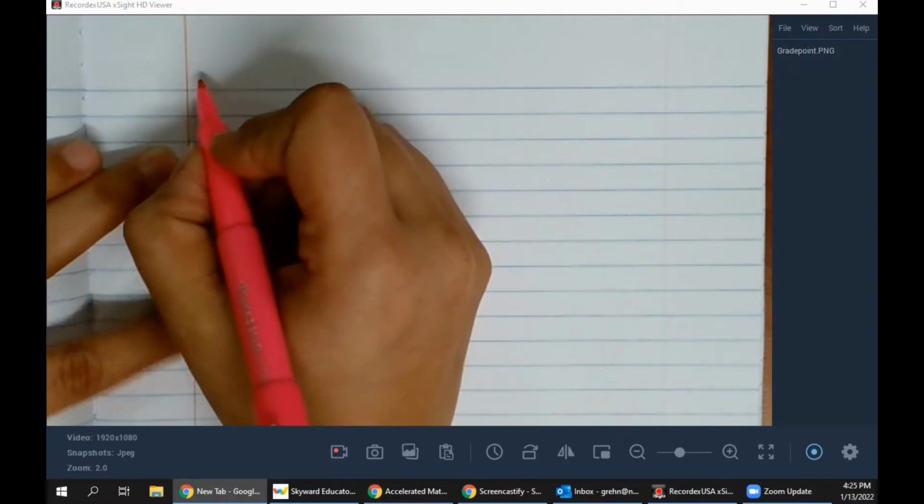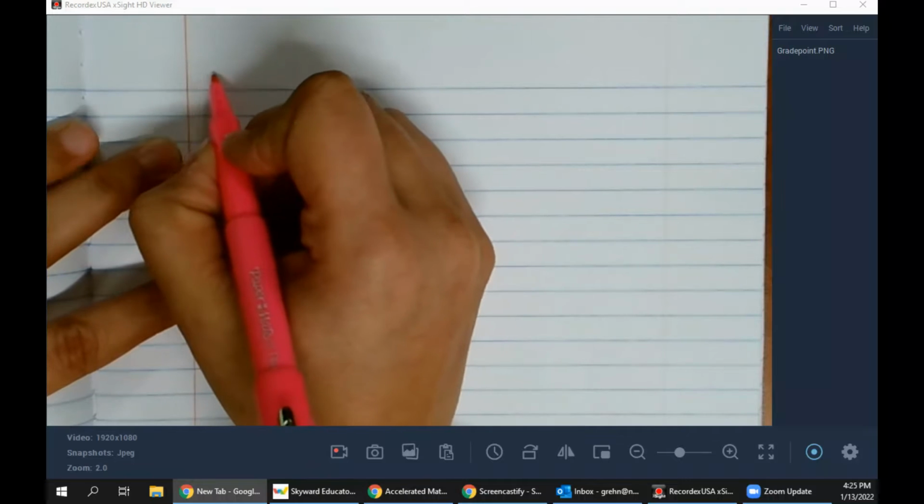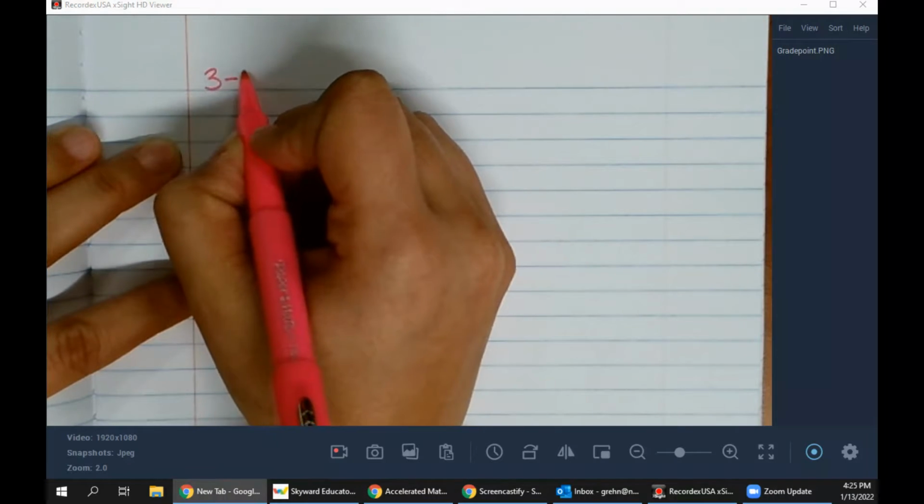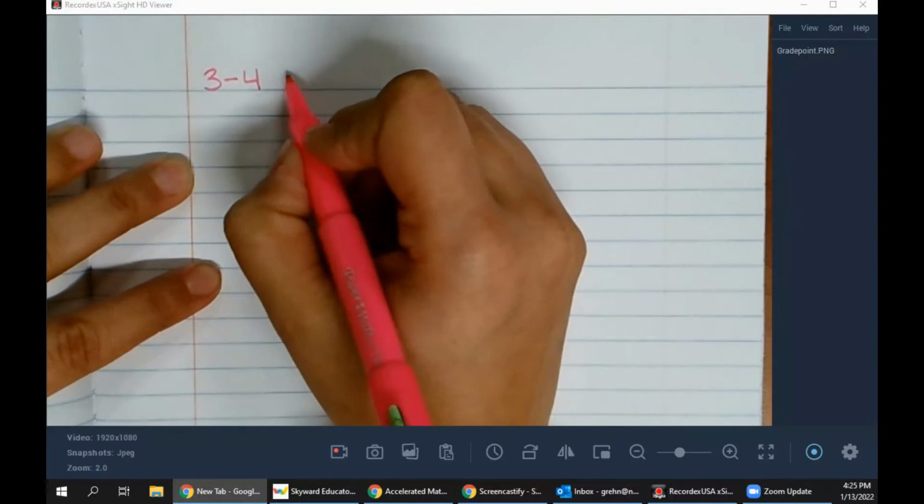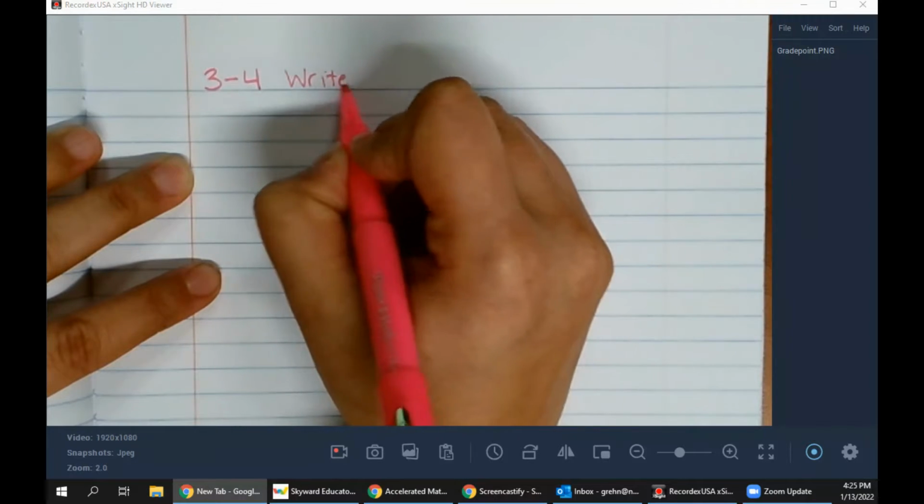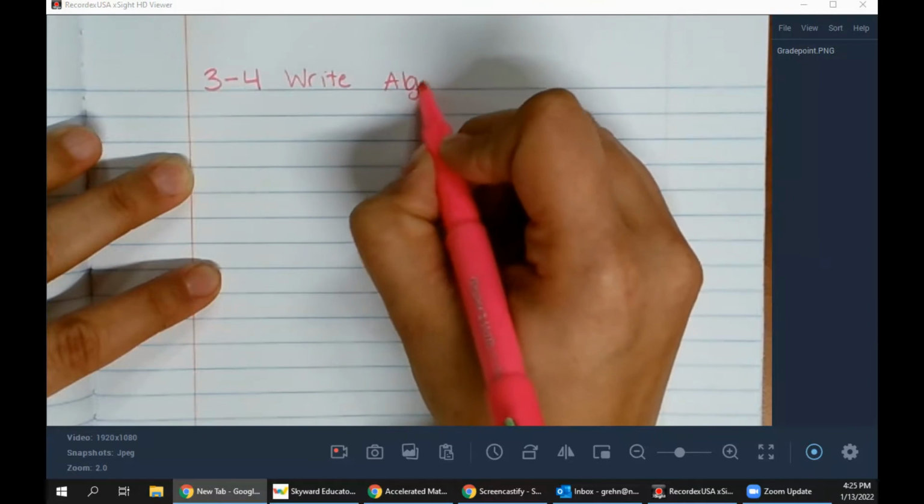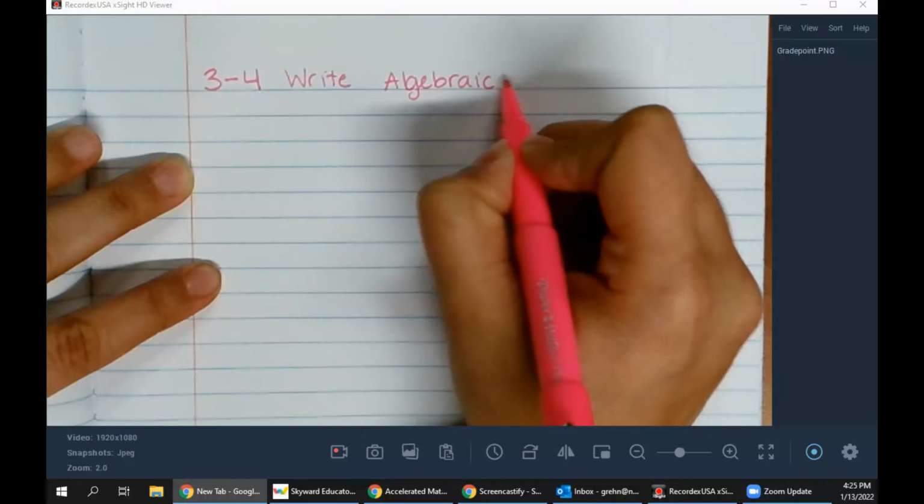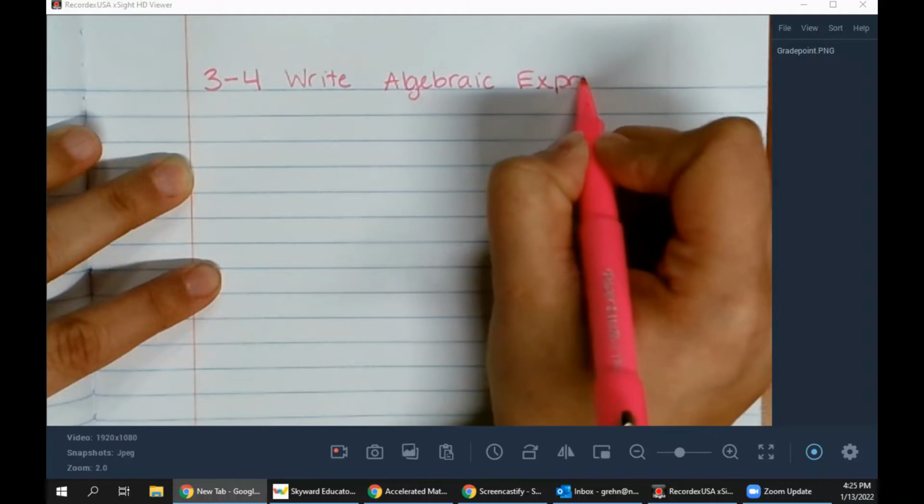Today we're going to be talking about writing algebraic expressions and numerical expressions. So go ahead, you can open up to the next available page in your notebook and put today's date at the top. And this is topic 3, lesson 4. Write algebraic expressions.